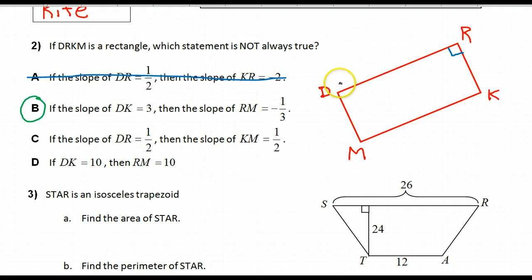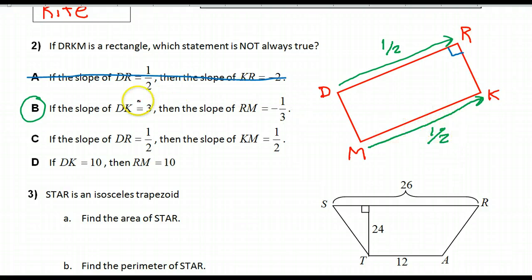Okay, if the slope of DR is 1/2, so here's DR with a slope of 1/2, then the slope of KM is 1/2. Well, KM is this side over here. Of course these are opposite sides, and in a rectangle opposite sides are parallel because it's a parallelogram. And so that's always true. If one of them is 1/2, the other one will be 1/2 because they're parallel. So that one is not the answer, because it is always true.